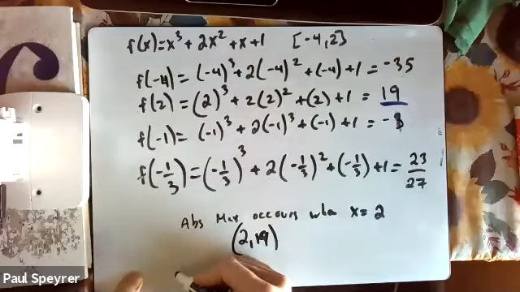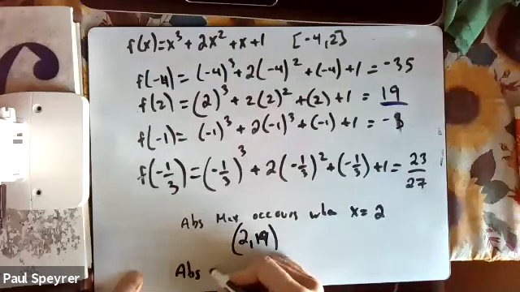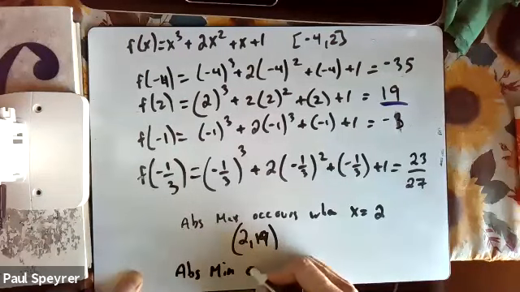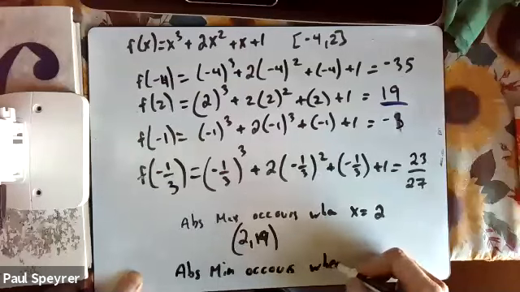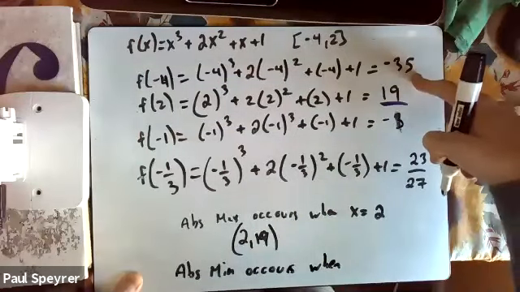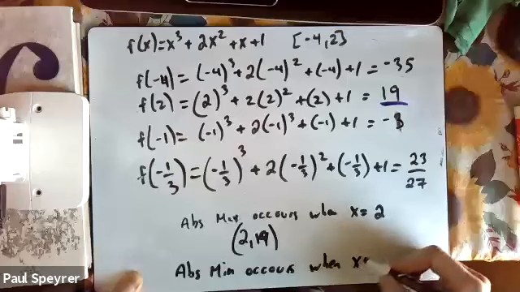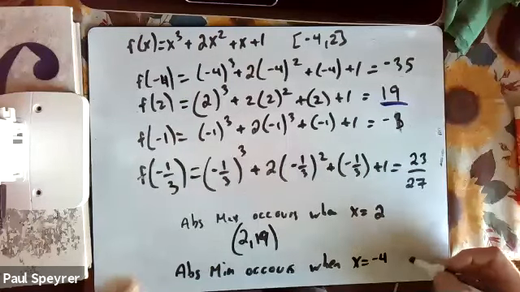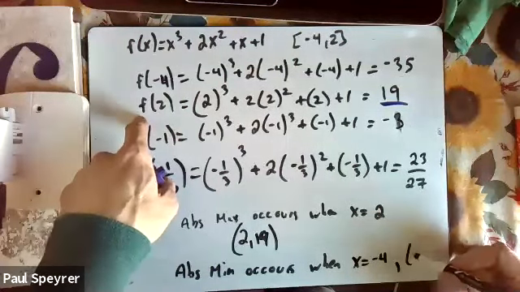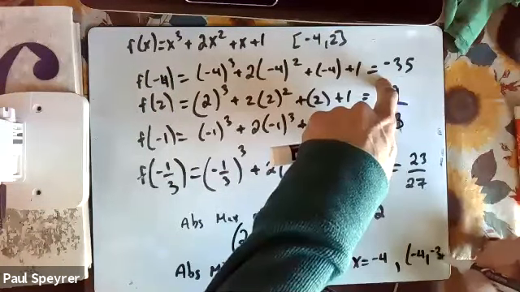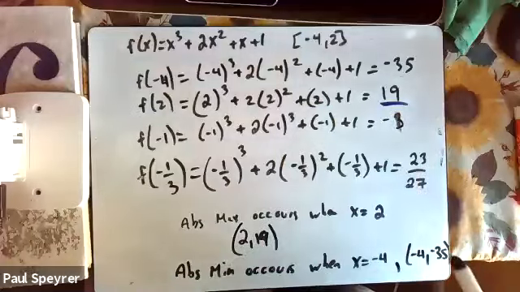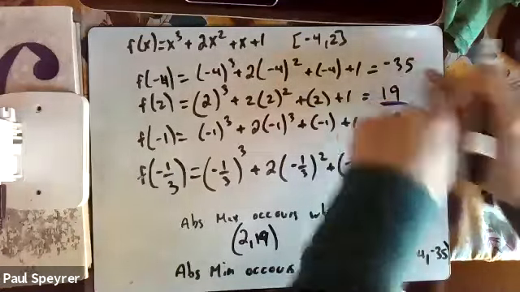Where does your absolute min occur, or the lowest y value? Well, which one is the smallest? It's right here, negative 35, when x equals negative 4. Why? Because when x equals negative 4, y is equal to negative 35 right here. That's the lowest y value.